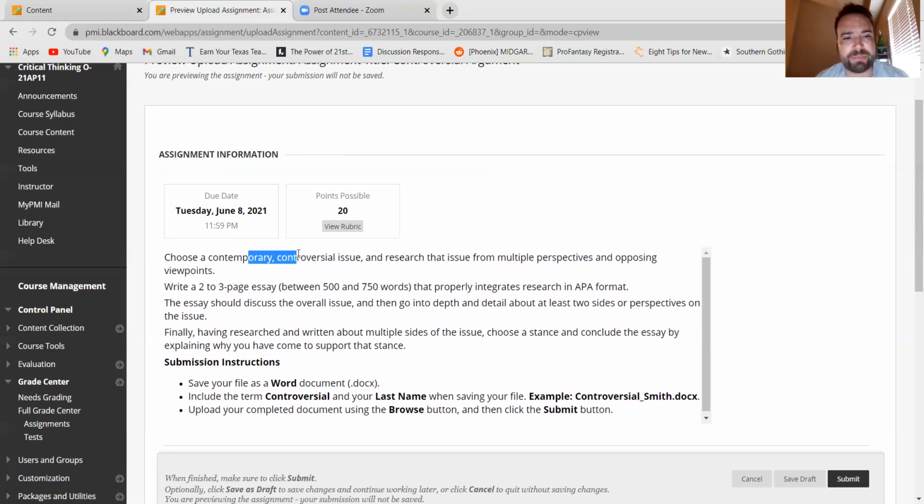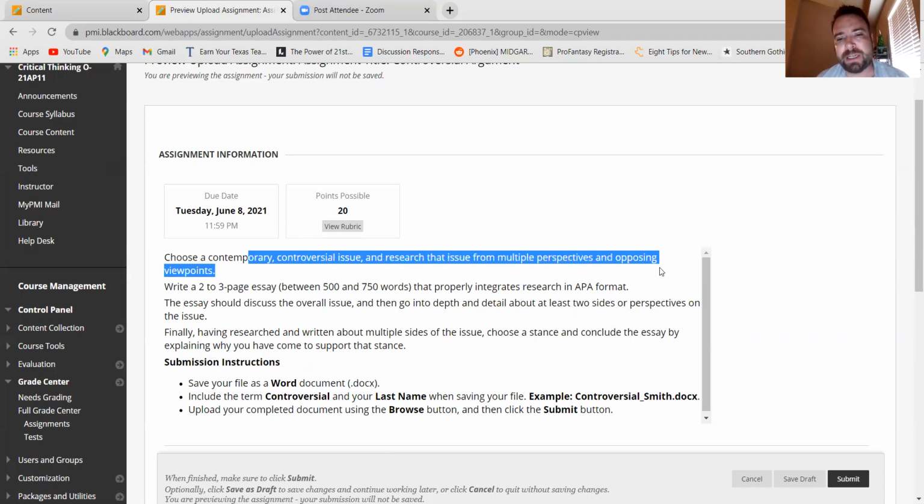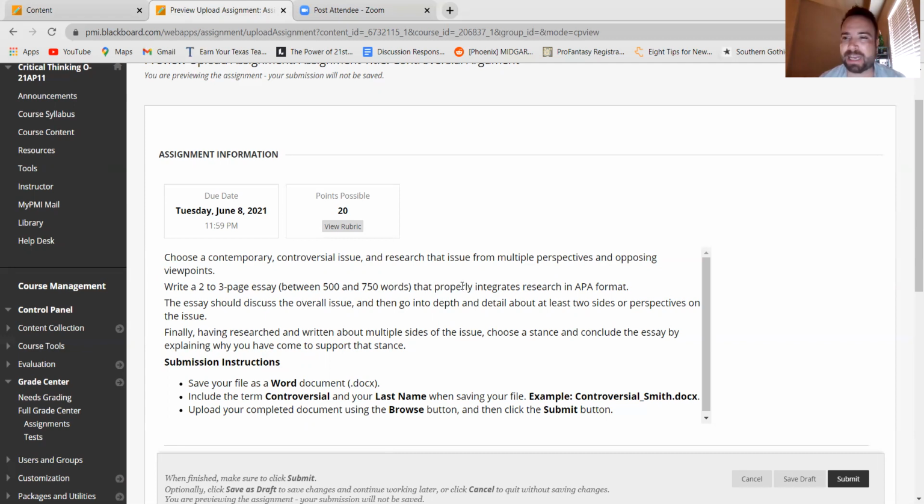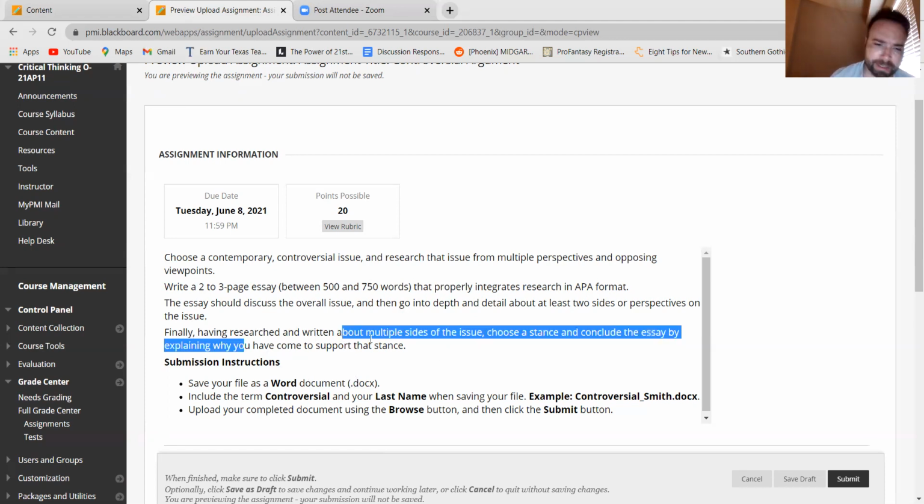It says to choose a contemporary controversial issue and research that issue from multiple perspectives and opposing viewpoints. That means you're going to want to bring together 2 or 3 different viewpoints on your issue. Write a 2 to 3 page essay that properly integrates research in APA format. It should discuss the overall issue, then go into depth and detail about at least 2 sides or perspectives on the issue. And then finally, having researched multiple sides of the issue, you need to choose a stance and conclude the essay by explaining why you've come to support that stance.